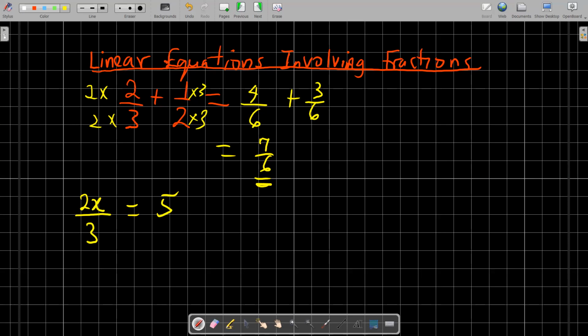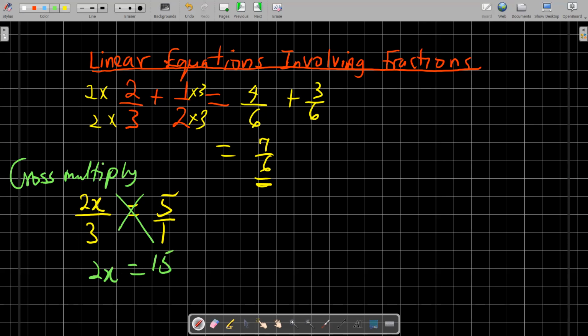What do I mean? Listen to me. If this is 5 over 1, of course, a whole number is a fraction over 1. There is one fraction on the left-hand side. There is one fraction on the right-hand side. Therefore, you can cross multiply. It's called cross multiplication. Cross multiply: 2x times 1, that is 2x, and that gives me 3 times 5, that is 15.